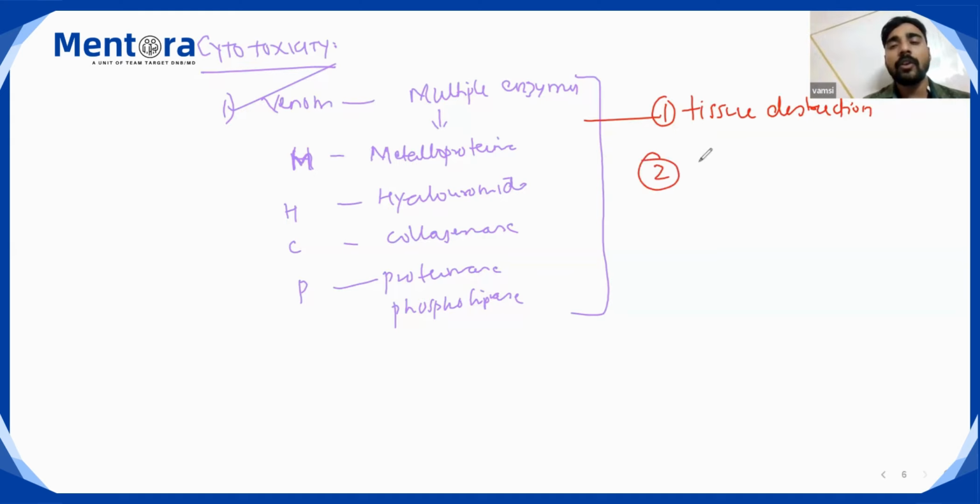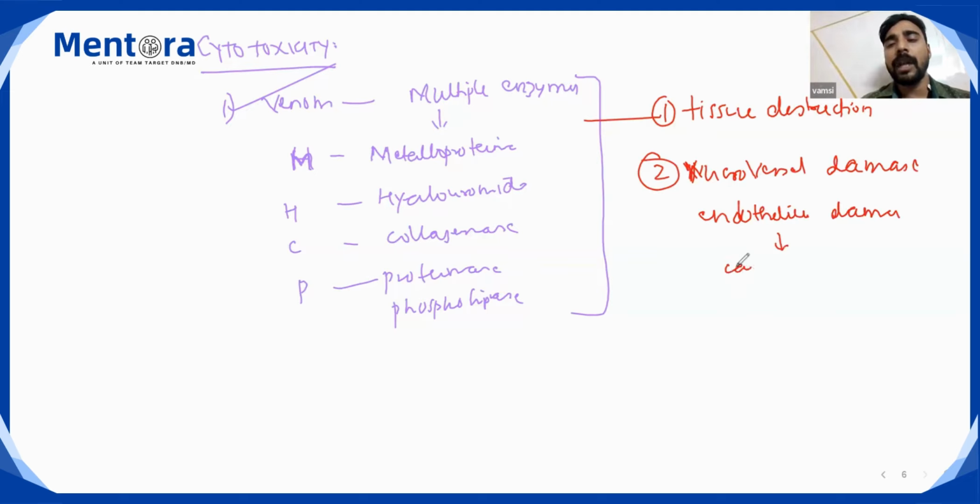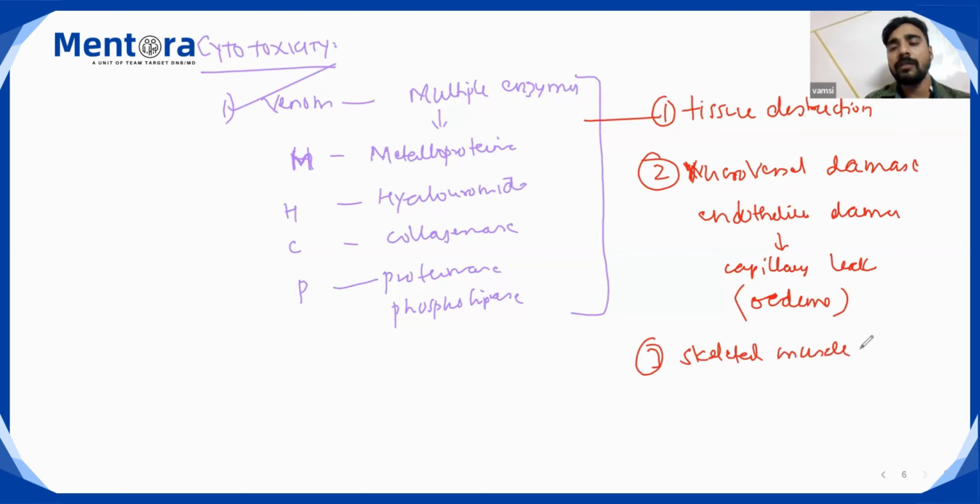And the second thing it does is vessel damage, microvessel damage. So all these enzymes, what are they doing? One is tissue destruction, and the other is microvessel damage. Whenever the microvessel is damaged, the endothelium is damaged. So endothelium damage will lead to capillary leak, and edema will develop. And finally, it will lead to skeletal muscle necrosis and also skin necrosis, what is called myonecrosis and dermonecrosis, right?